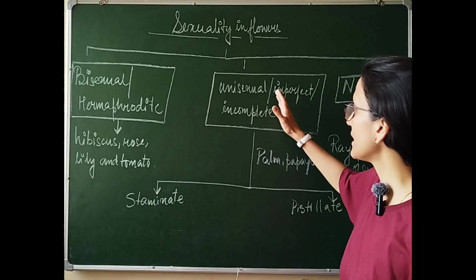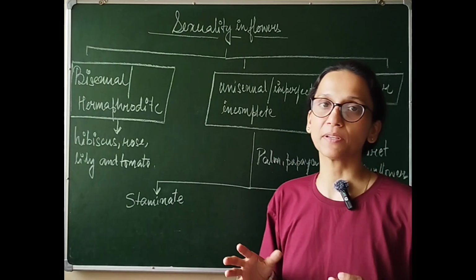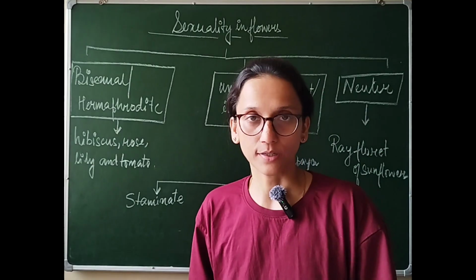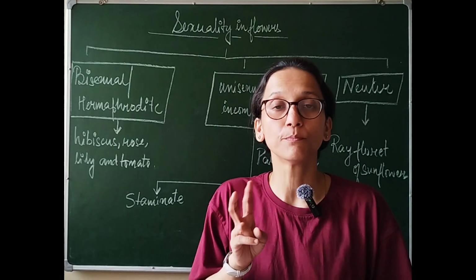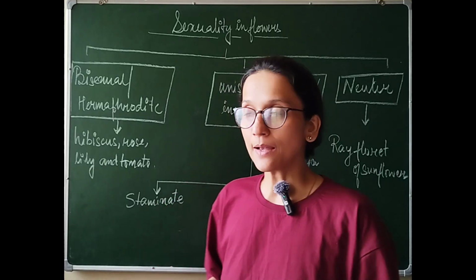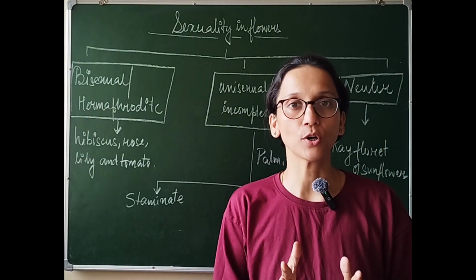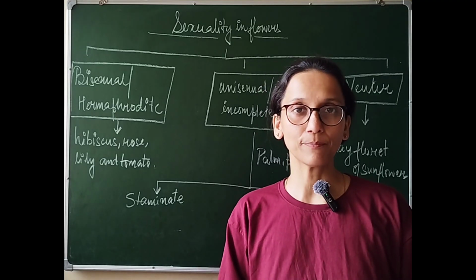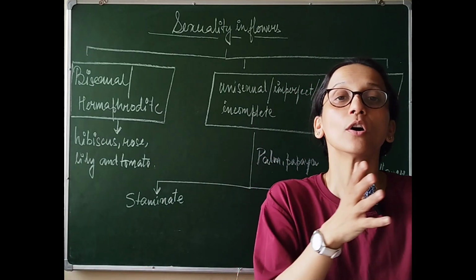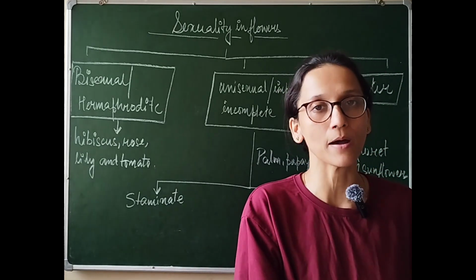The second category is of unisexual flowers, which are also called imperfect or incomplete flowers because such flowers will either have Androecium or Gynoecium. So in those flowers both Androecium and Gynoecium will never be present together. Examples: palm and papaya. See, two examples. The plant body will either contain male part or the female part. So there is either a male plant papaya or a female papaya plant. Similarly, a male palm plant or a female palm plant.